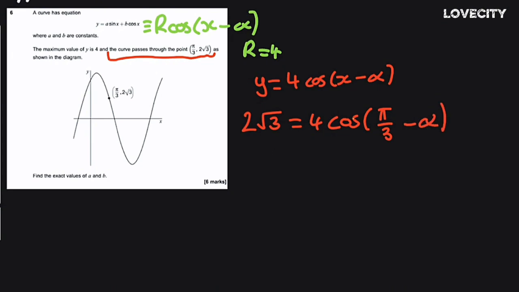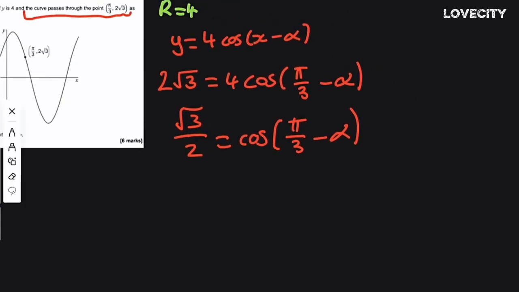Dividing by 4, so then we can take inverse cos on both sides. We get root 3 over 2 equals cos of pi on 3 minus alpha. Okay, nice, not so bad so far.